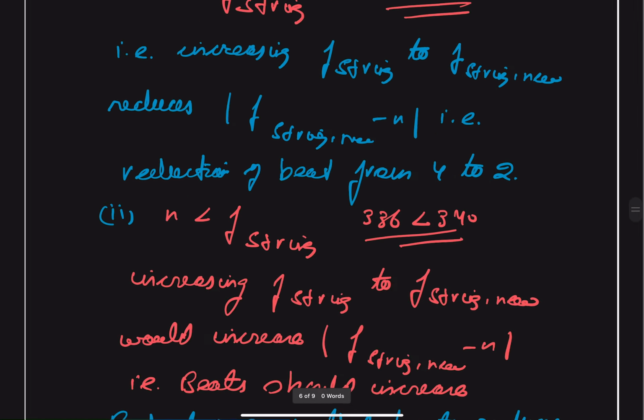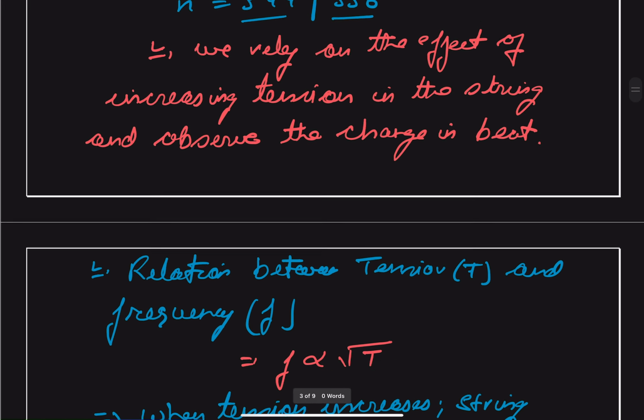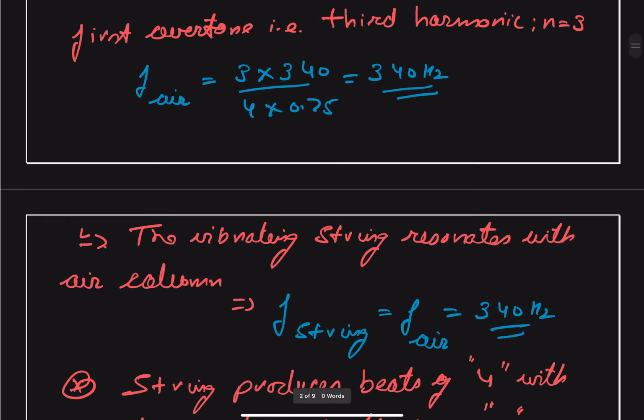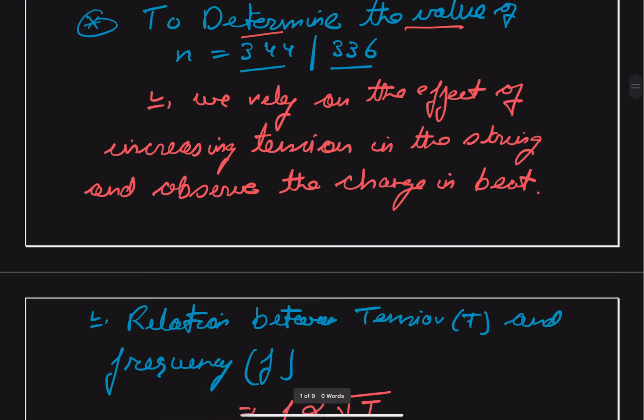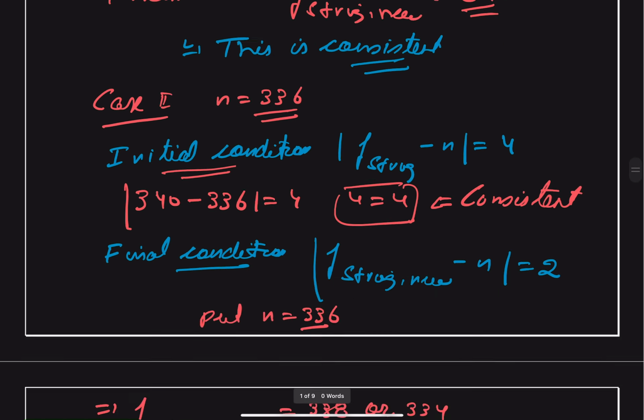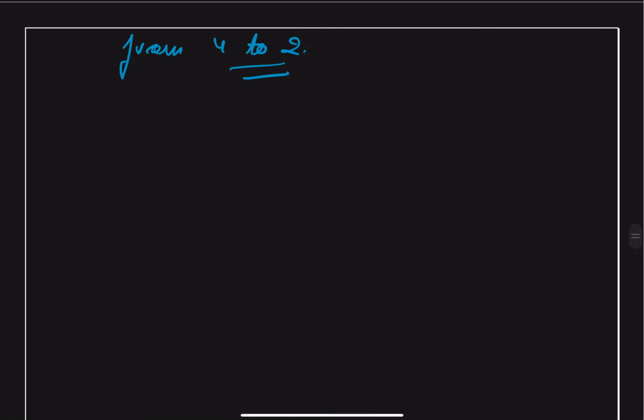If we check the options that are given to us, we can say that option number A is our correct option. Okay. So you can write that therefore the value of n is equal to 344. Option A is correct.